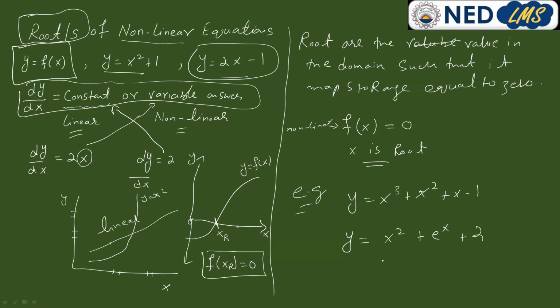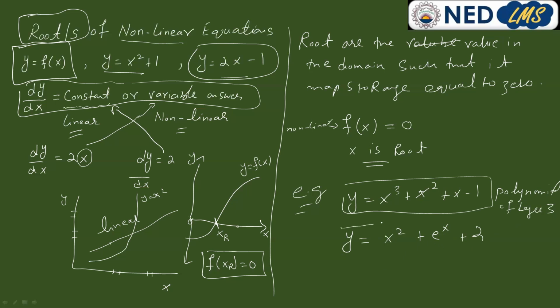Okay, so these are the two examples and so on. Sin x, ln x, you can make so many functions. But this type of nonlinear equations we are all familiar with, and we call them polynomials. In this case, it is a polynomial of degree 3. I hope you have learned this in a calculus class.